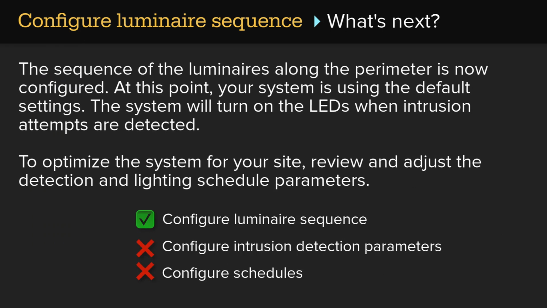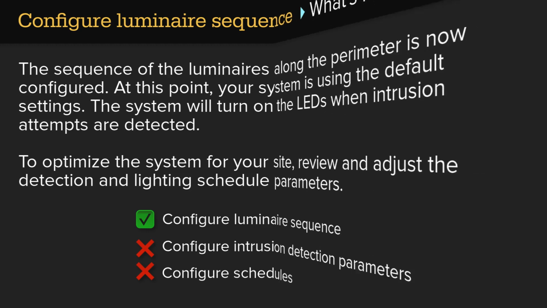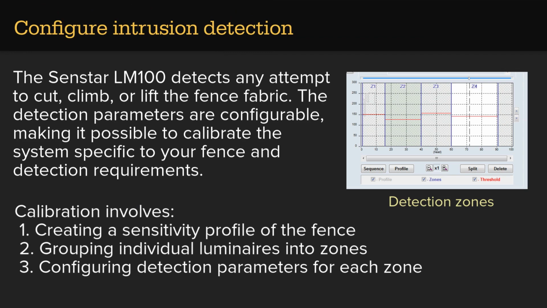At this point, your system is using the default settings. The system will turn on the LEDs when intrusion attempts are detected. To optimize the system for your site, review and adjust the detection and lighting schedule parameters. The Senstar LM100 detects any attempt to cut, climb, or lift the fence fabric. The detection parameters are configurable, making it possible to calibrate the system specific to your fence and detection requirements.